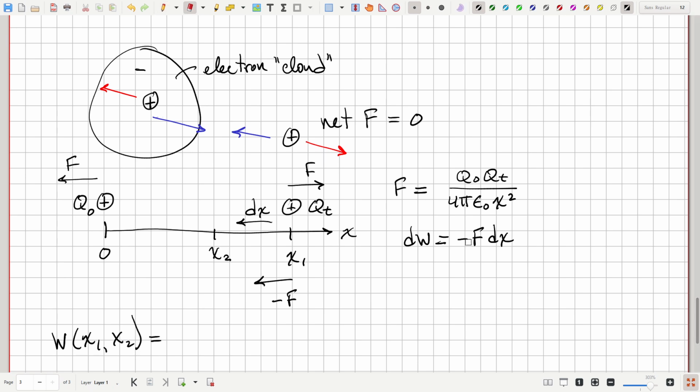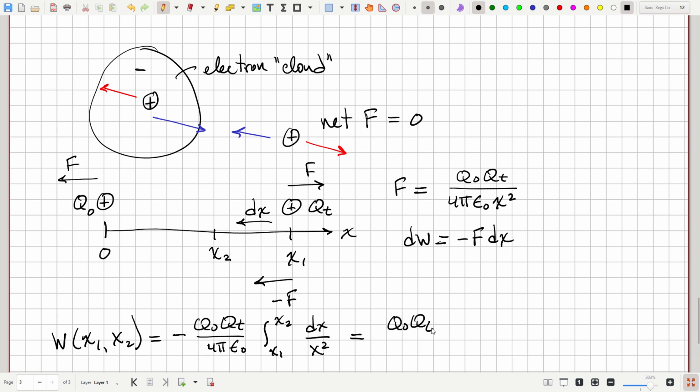is, we're just going to integrate this expression. So we're going to have the minus sign there. We'll put that out in front. And then we've got q0 qt over the constant 4 pi epsilon 0. And then we integrate from x1 to x2 dx, and then over the x squared there. Okay, so the integral of 1 over x squared is minus 1 over x, and then you evaluate from x1 to x2 and work that out, and this is what you get.